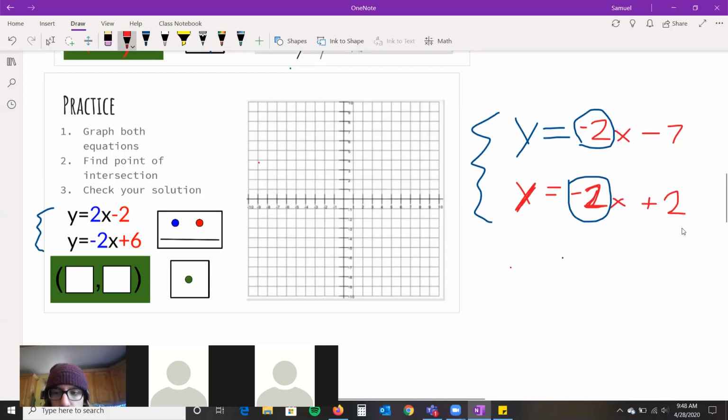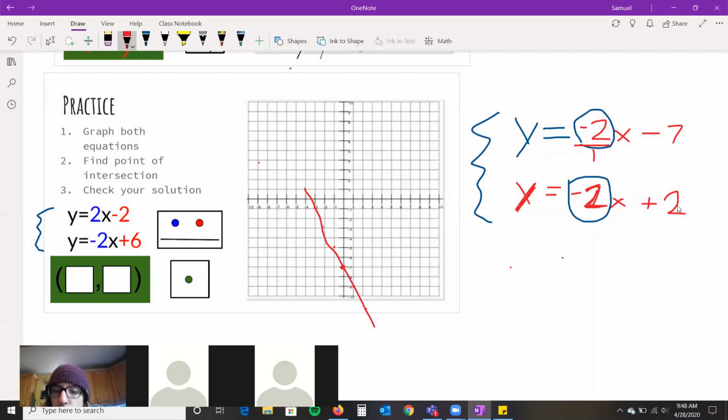So let me actually graph these for a sec. Negative 7 on our y-intercept would be right here. Okay, and then the slope is negative 2 or negative 2 over 1. So rise negative 2, run 1. I can go backwards. Up to left 1, up to left 1, up to left 1. Okay, so about here is where our line is.